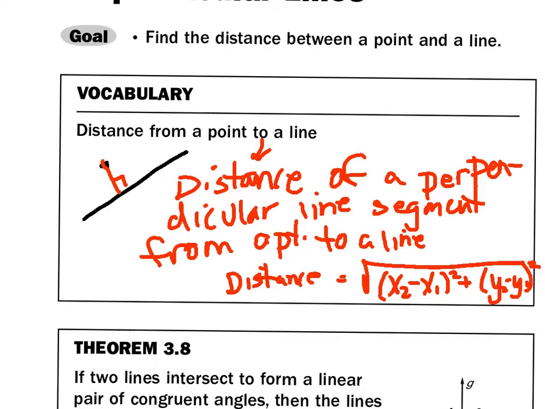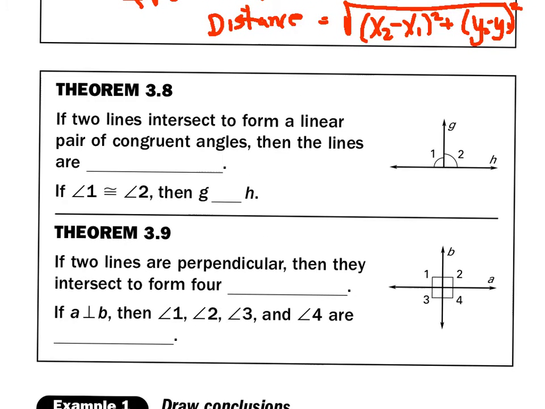Okay? Now, theorem 3.8. If two lines intersect to form a linear pair of congruent angles, then the lines are perpendicular. Because the only way that one could equal 2, and they both equal 180 degrees together, then they have to be perpendicular. And the little symbol for that is this. So you can abbreviate perpendicular with that symbol.